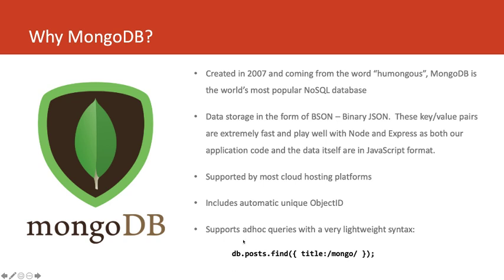So we have db, which is going to be our database. Then posts is the name of the collection. So we're finding posts where its title matches Mongo. This is just a regular expression.